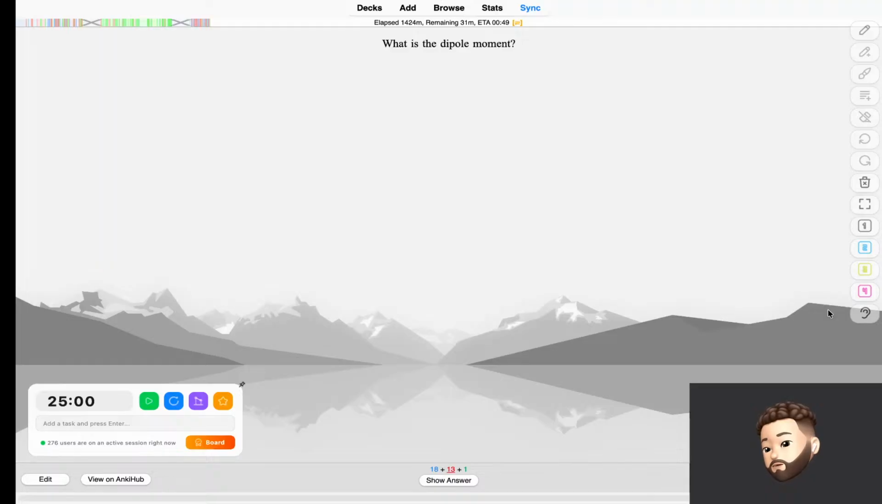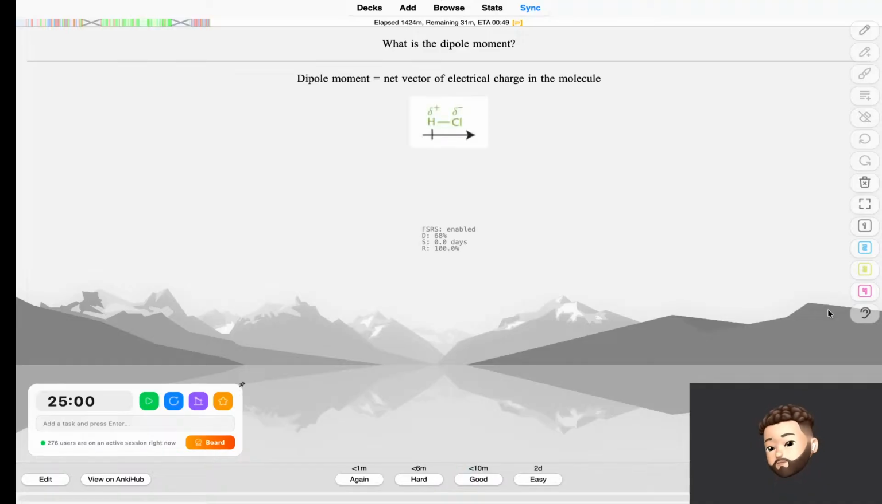What is the dipole moment? It is a net vector of the partial charge of the compound, of electrical charge in the molecule. I feel like that's kind of right though, to be honest.